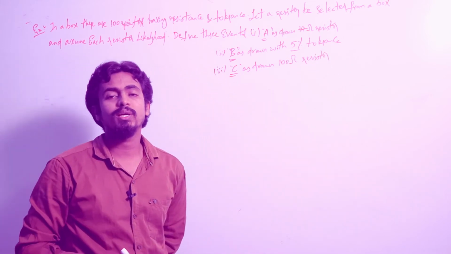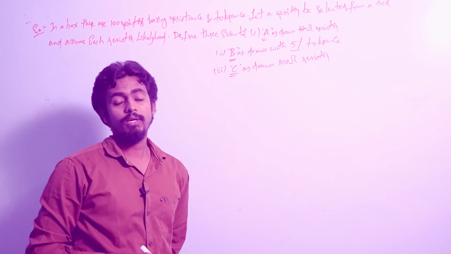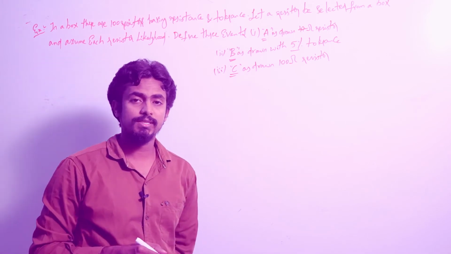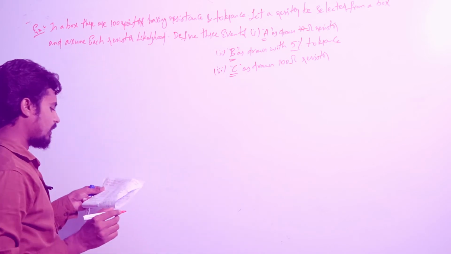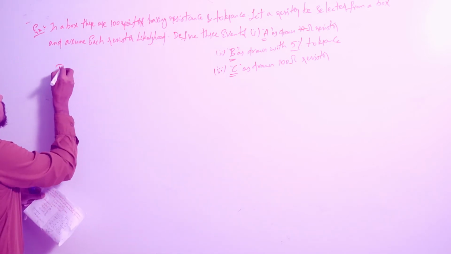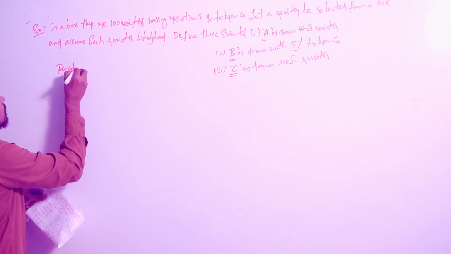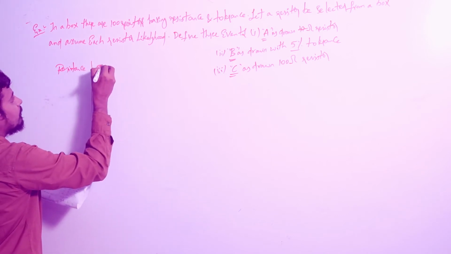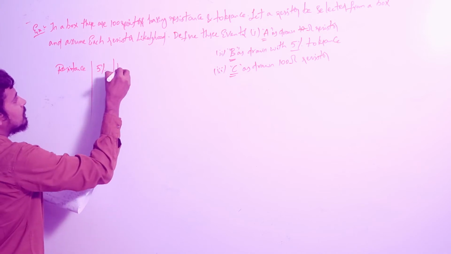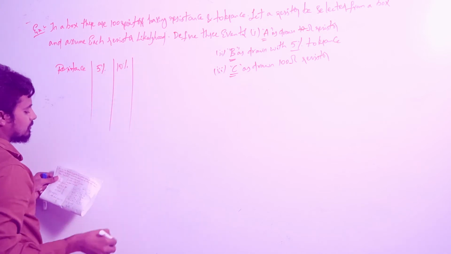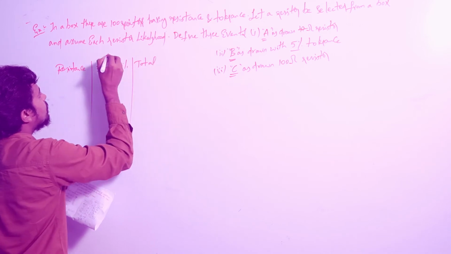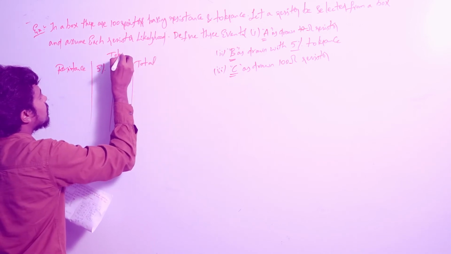They will be given one table, and using that table you have to apply the joint probability for this question. The table will be given with resistance, 5%, 10%, and total, and this will be the tolerance.